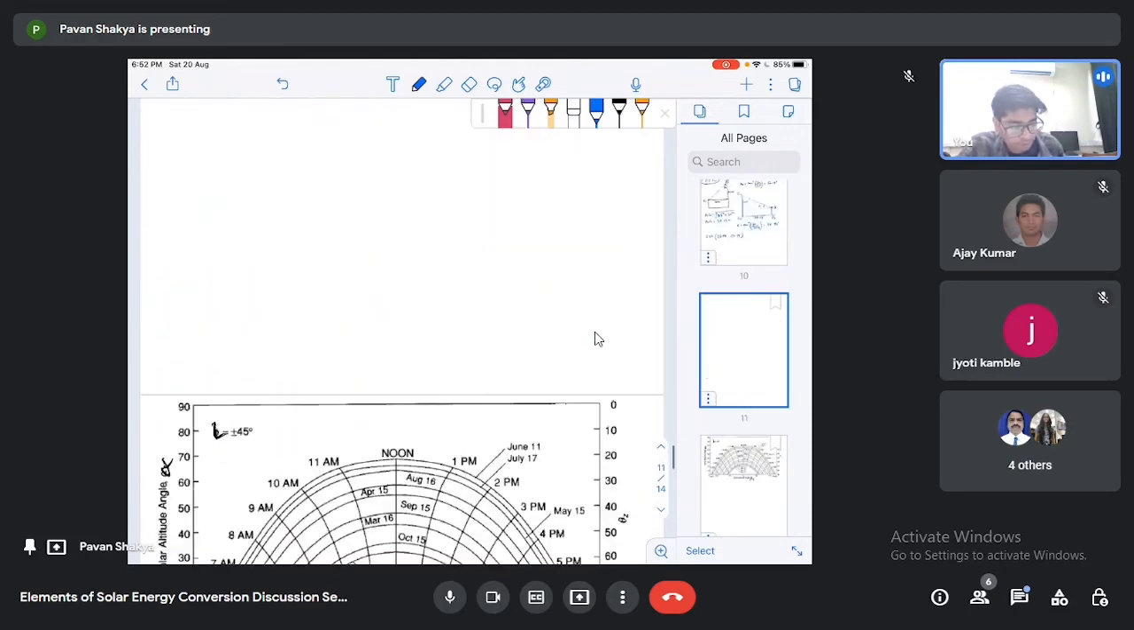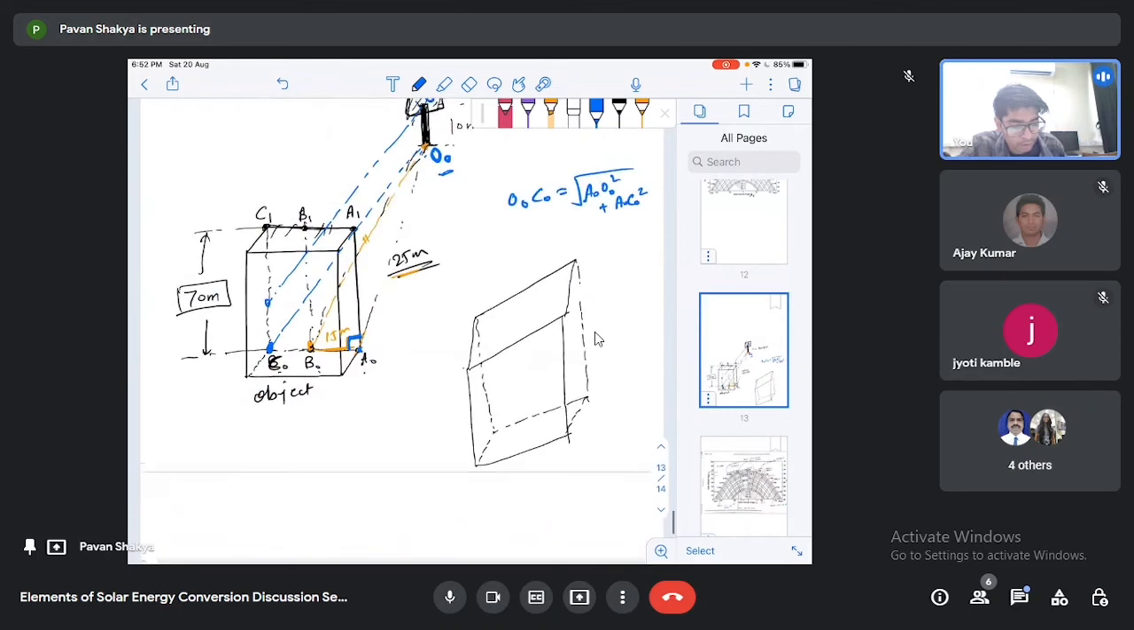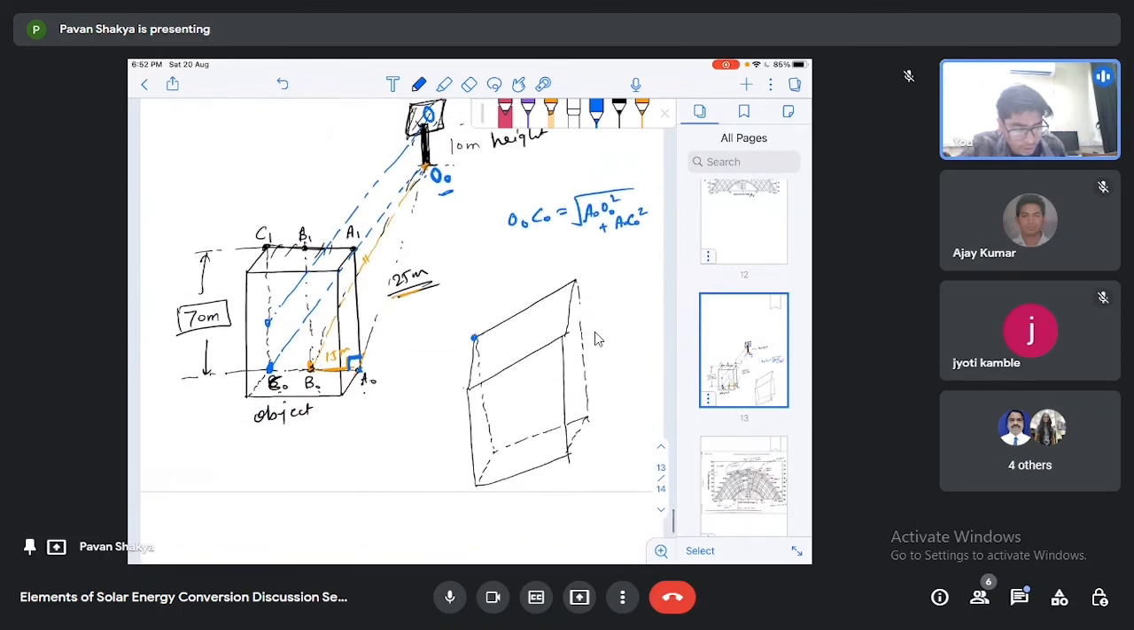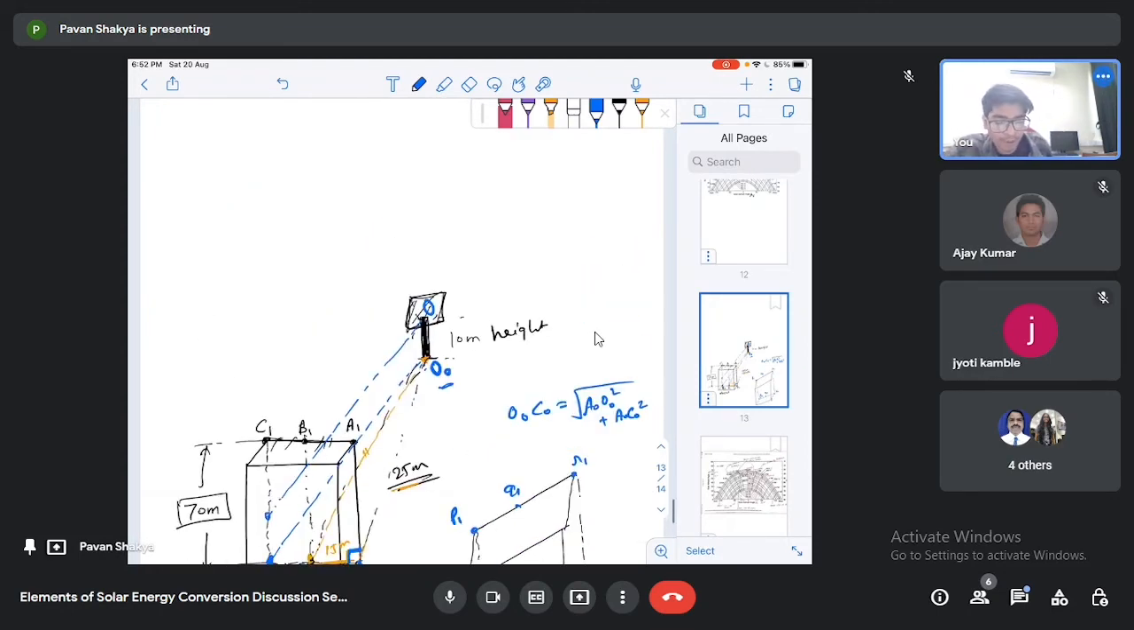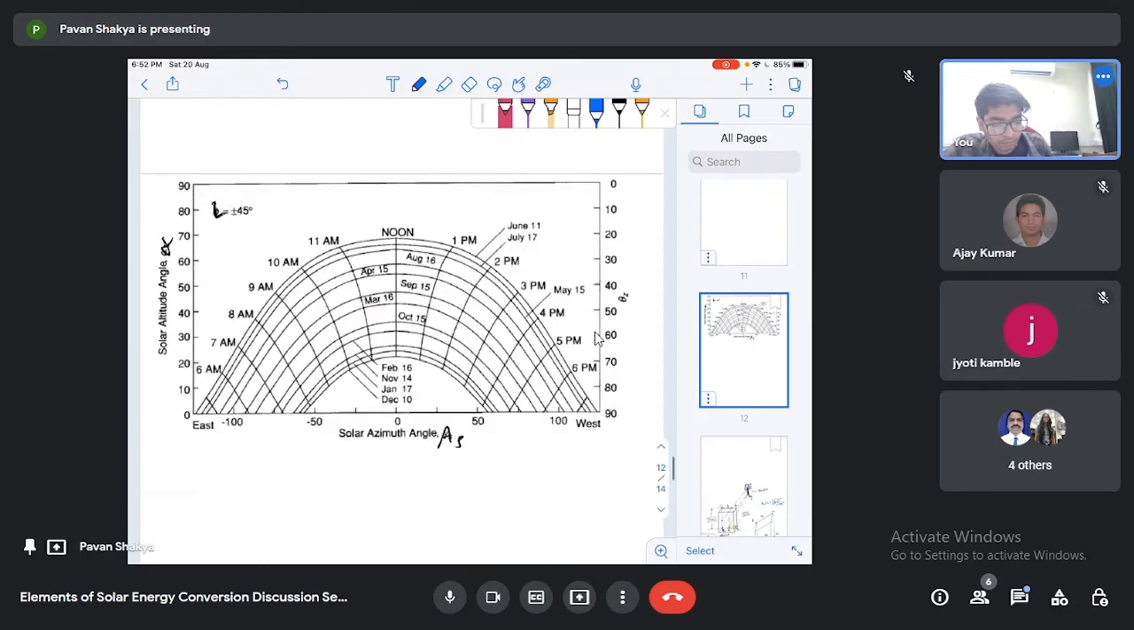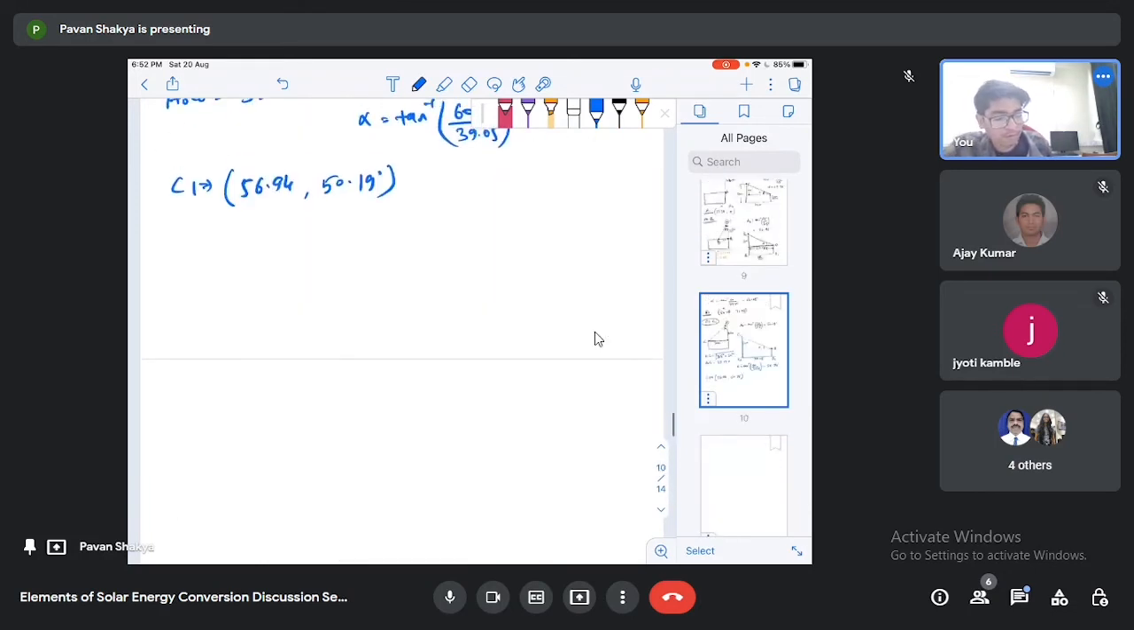I will also try to show you what these points are. So these are our P1, Q1, R1, and these are the projections on the horizontal plane, P0, Q0 and R0. Okay, so first I will solve it for P1, so for object 2 and for point P1.